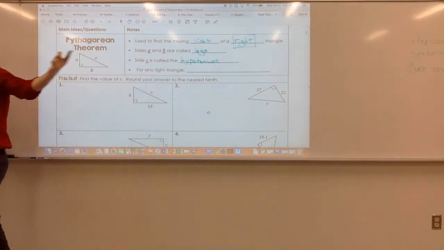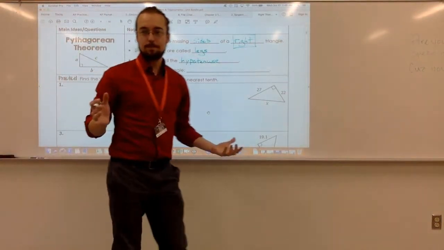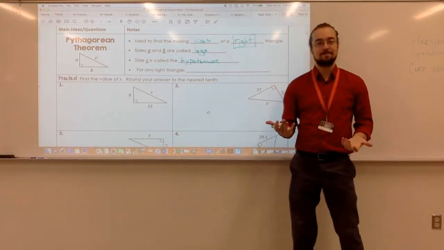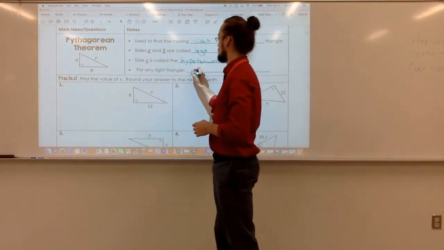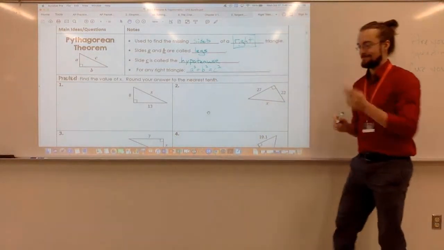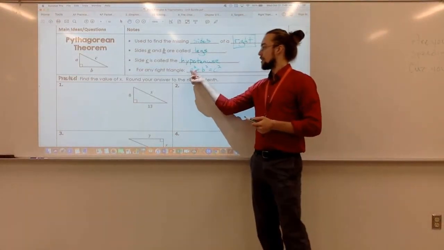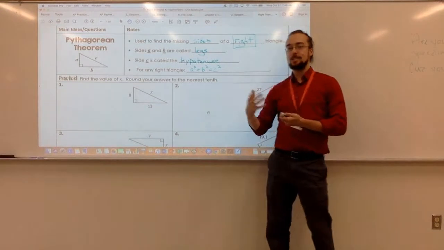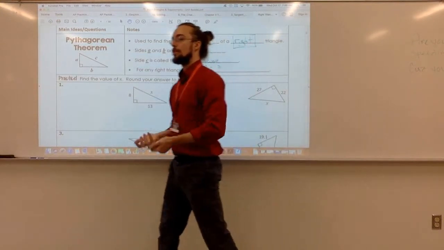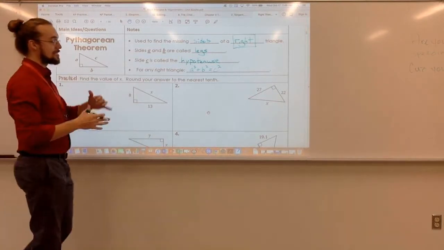So, the big idea then, for any right triangle, what is the Pythagorean theorem? Do you remember that? What is the Pythagorean theorem? A squared plus B squared equals C squared. Right, so what this is saying is, if I take the two legs, square each of them individually, and add them together, that will always equal the square of the hypotenuse if we're talking about a right triangle. So we can use that idea to find missing pieces.